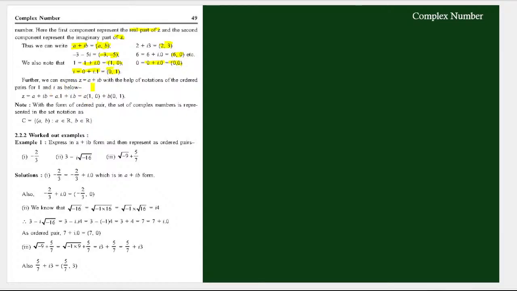So further we can express this with the help of the ordered pair notation of 1 and i as follows. z = a + ib = a(1, 0) + b(0, 1). This is expressing it in the form of an ordered pair. Now, if we write the ordered pair in set notation, then a complex number z is (a, b) such that a belongs to R and b belongs to R.